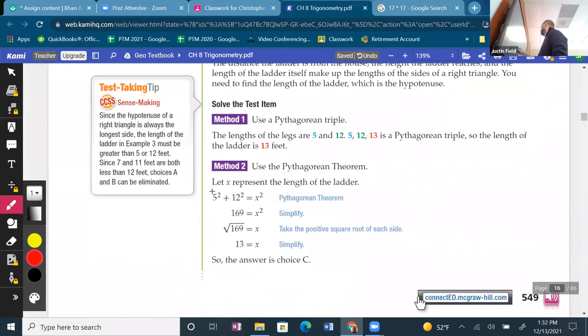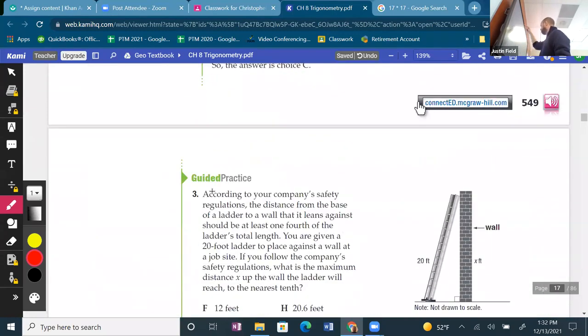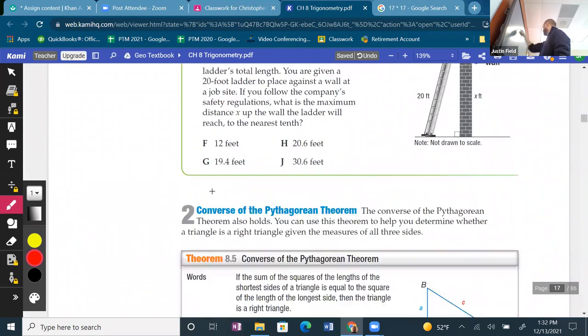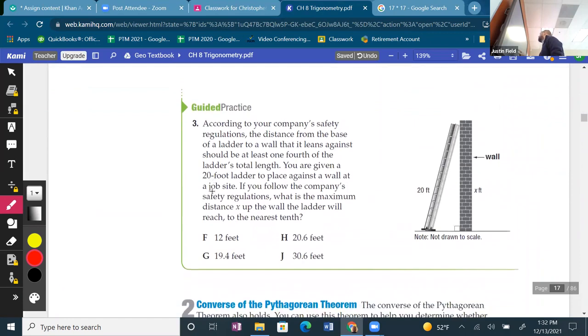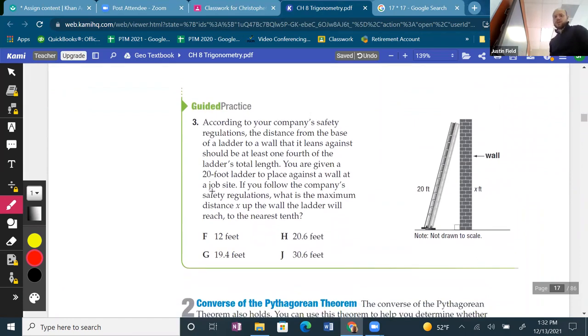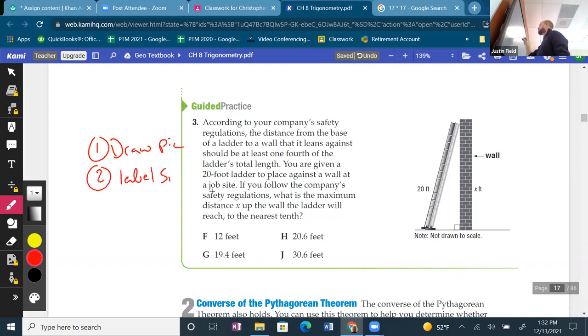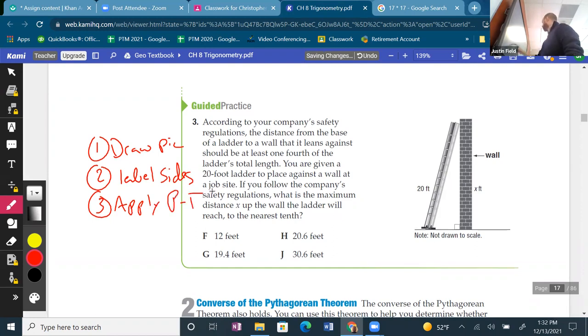All right, standardized test practice, no problem. Guided practice, and now, oh yes, of course, word problems. So just make sure with the word problem that you draw a picture, label sides, apply the Pythagorean theorem. Okay, we'll do those.